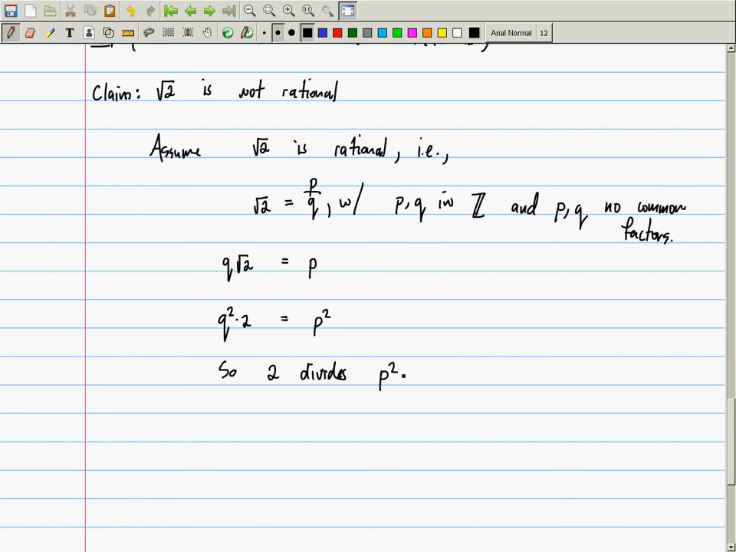2 divides p squared. And if 2 divides p squared, then 2 must also divide p. Because if a number squared is even, then the original number must have been even also. For example, how about 3 squared? What's 3 squared? It's 9, right? Is 9 even? No. And neither is 3. So 2 divides p squared, so 2 divides p. So p is even, and it can be written as 2n for some n.